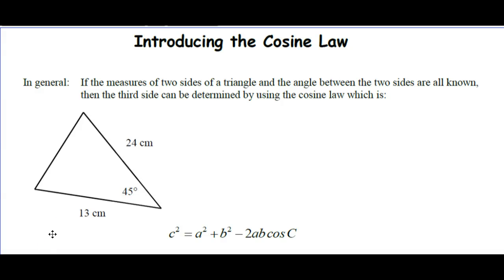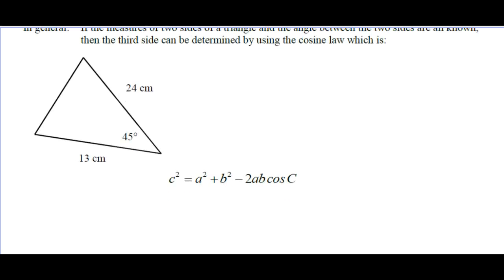If the measures of two sides of a triangle and the angle between the two sides are all known, right? Side, angle, side. Then the third side can be determined by using the cosine law, which is c squared is equal to a squared plus b squared minus 2ab cos C.